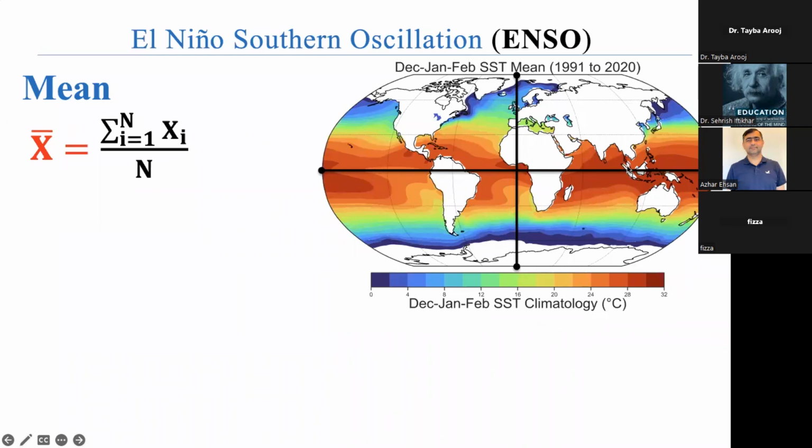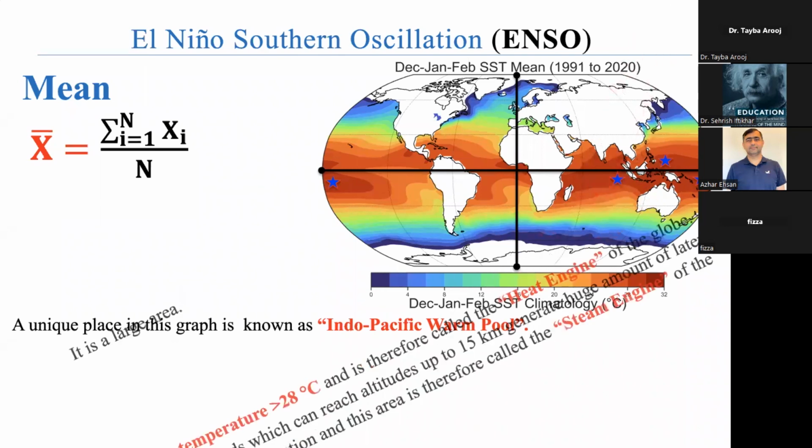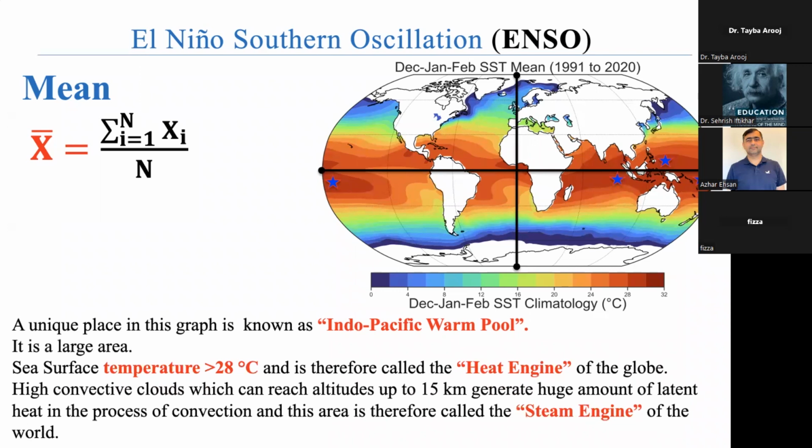And we see something interesting here. The Indo-Pacific warm pool, this area, dark color. I try to highlight this area. This area is very important. It's a pretty big area, not quite half, but more than one quarter. And some typical characteristics of this area include that the temperature is greater than 28 degrees centigrade during the time of the year. So that's why we call it the heat engine of the globe.